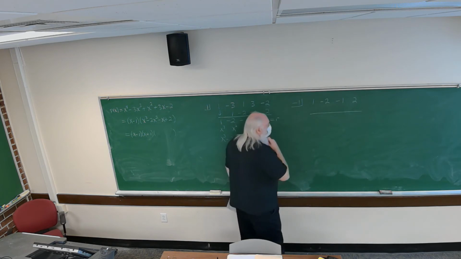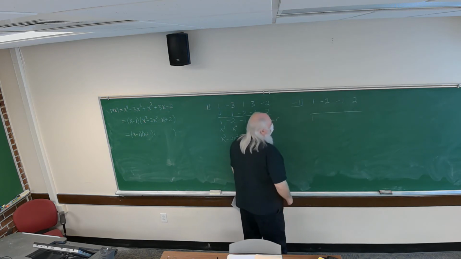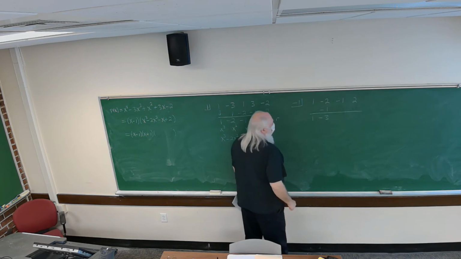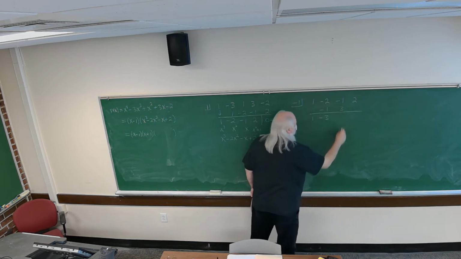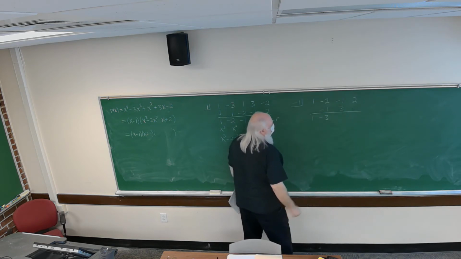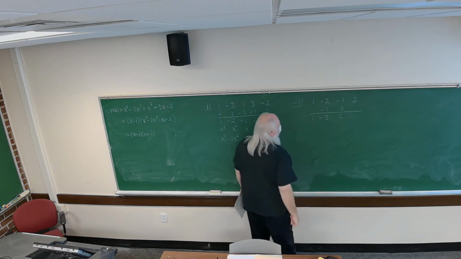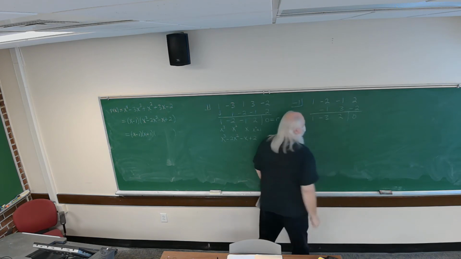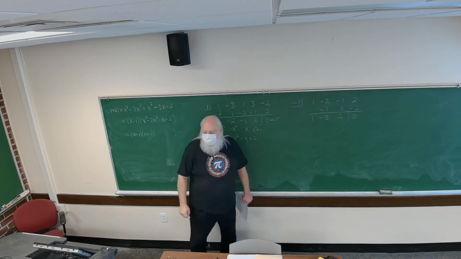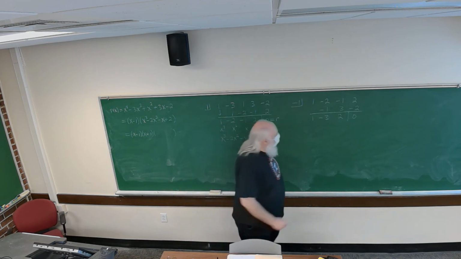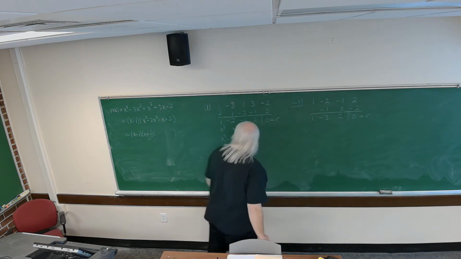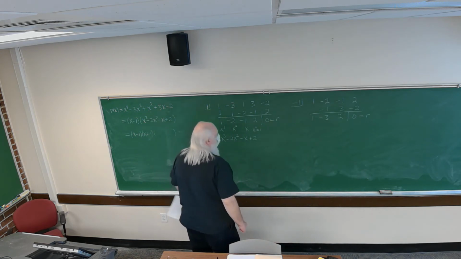So you know the procedure. You bring the 1 down. 1 times minus 1 is minus 1. Minus 2 plus minus 1 is minus 3. Minus 1 times minus 3 is plus 3. Minus 1 plus 3 is 2. Minus 1 times 2 is negative 2. And 2 minus 2 is 0. And you box the last number. So 0 is the remainder, which is a good sign, because we're claiming x plus 1, right, is a factor.